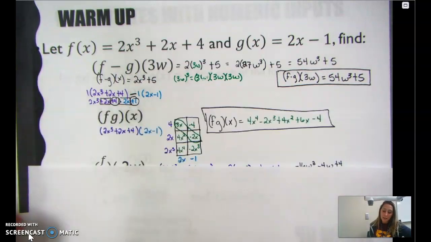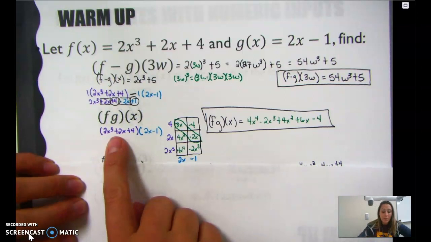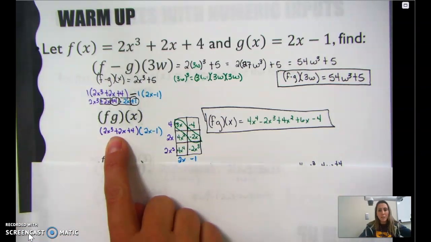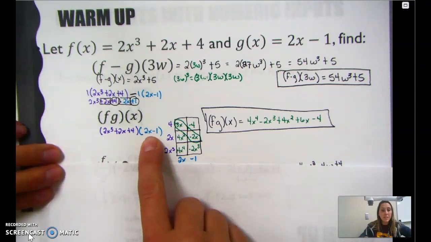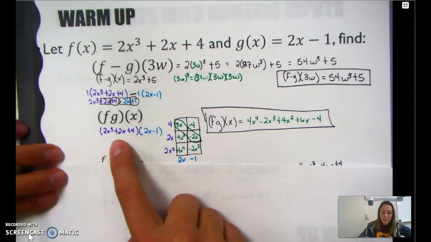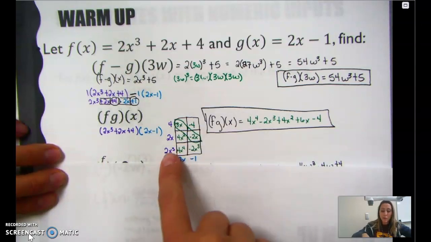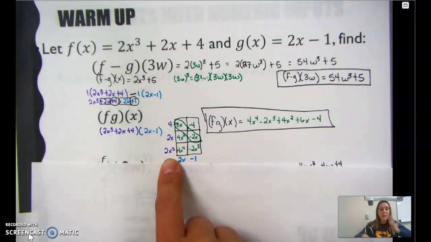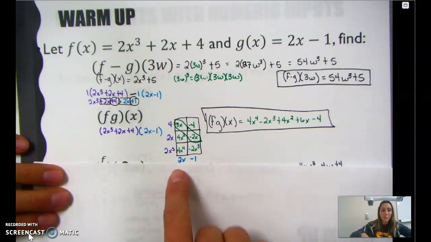Then, to find f times g of x, I put my first function here in parentheses. Whenever I put in an input, I always have it in parentheses. And then I put my g function here. I did them in different colors so you could see what I was doing. Well, this means this times this, so then I had to put it in my area model. Because I do it the same way every time, I put the first function vertical, the second function horizontal, and I put it right here.